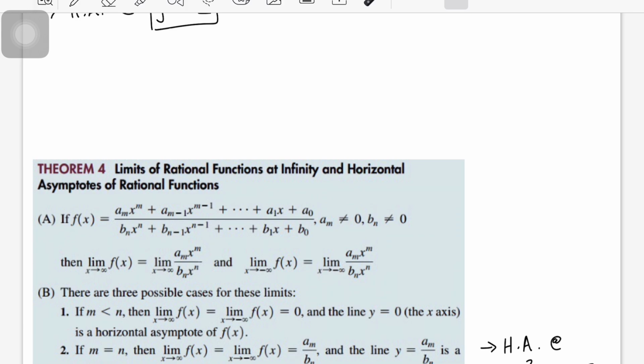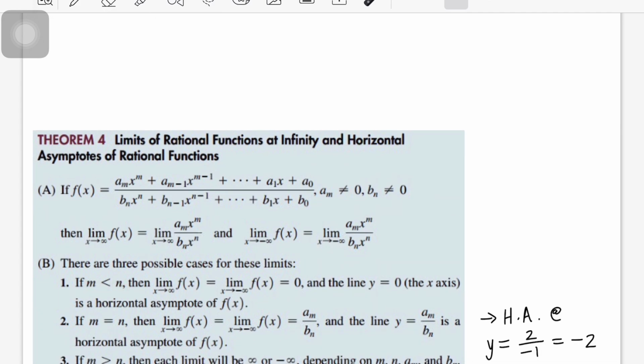Okay? And there are going to be 3 possible cases for these limits, and they're based off of the degree of our leading terms. Right, so this m and n here are the degrees of our variables x here. So if m is less than n, then we'll have that the line y is equal to 0 is going to be our horizontal asymptote. If these degrees are equal, then we'll see that this line here, which just looks at the coefficients of our leading terms, is going to be our horizontal asymptote. And then if m is greater than n, then in this case our function will not have a horizontal asymptote. Okay? So we can just use this theorem to determine our horizontal asymptotes.